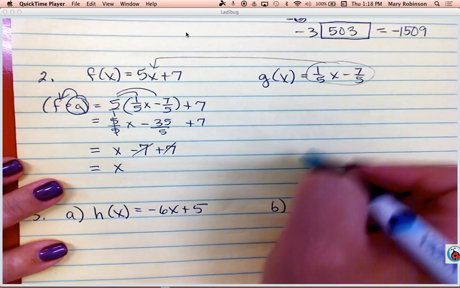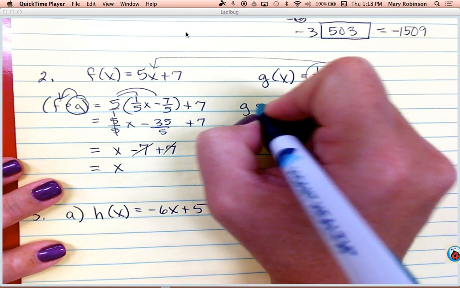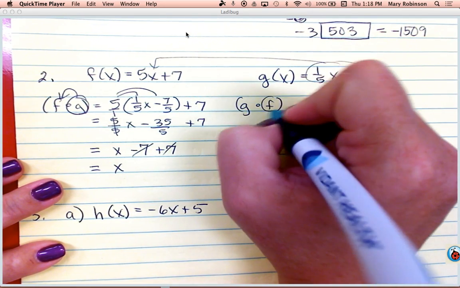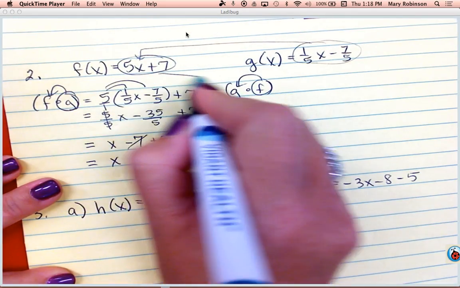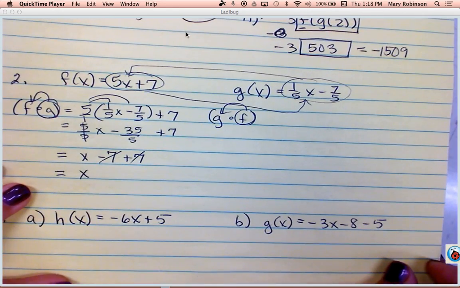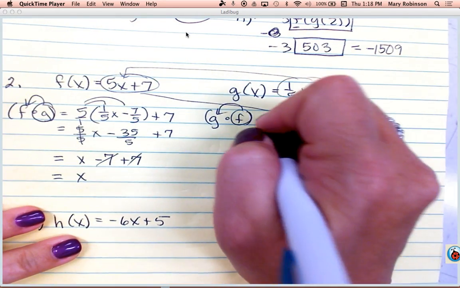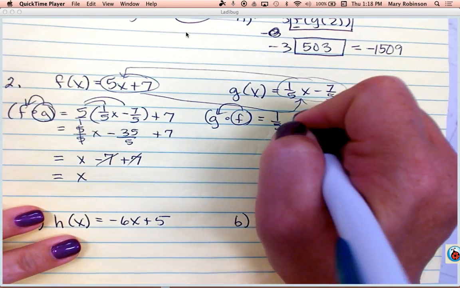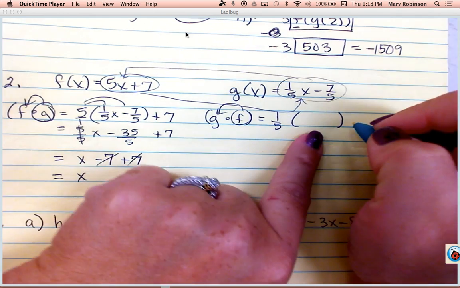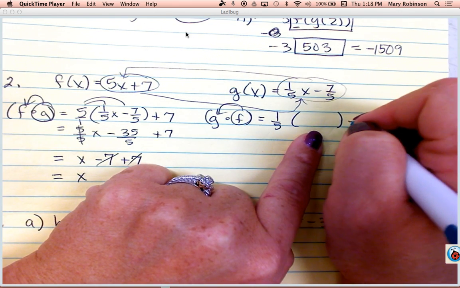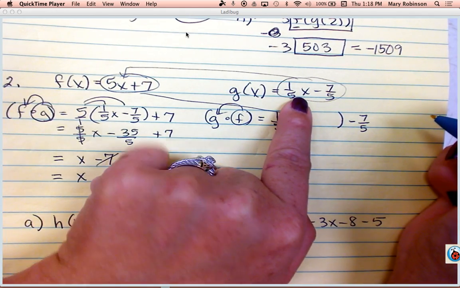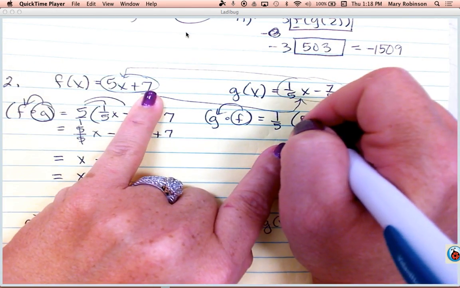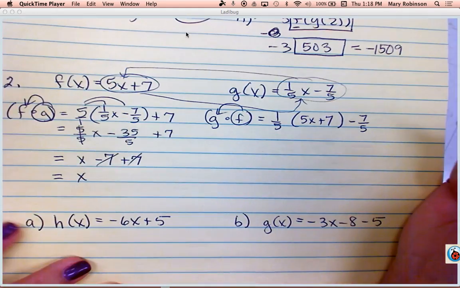If I get x, I'm going to proceed and find g composed with f. So that means I'm going to take f, which is the 5x plus 7 now, and plug it in to g of x. So I'm going to write the function g, but leaving out the x, knowing I'm going to put a quantity in its place and put the minus 7/5 here on the outside.